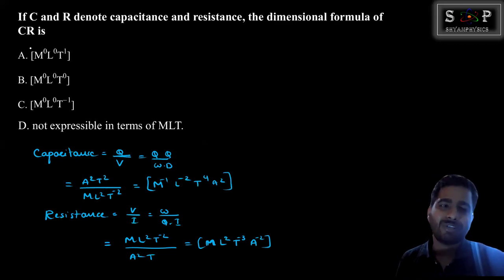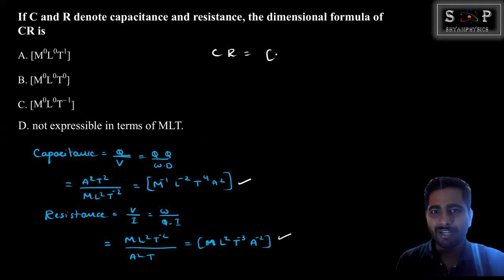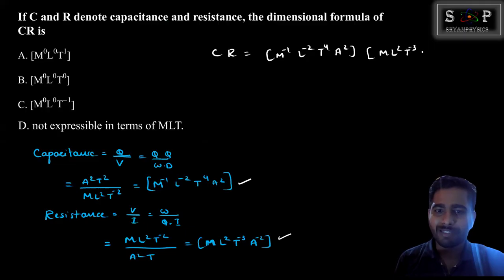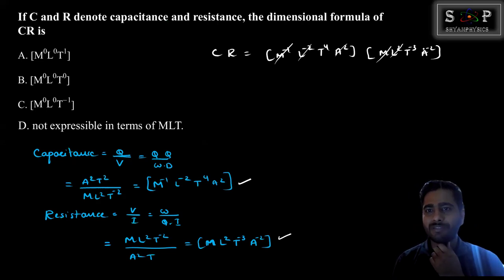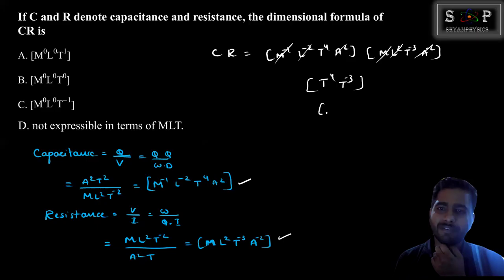Dimensional formula for C into R. Guys, actually I solved C also and also I solved R. Just multiply these two, C into R. C value is m to the power minus 1, L to the power minus 2, t to the power 4, ampere to the power 2. And R we need to multiply, m L to the power 2, t to the power minus 3, a to the power minus 2. So m cancels, length cancels, power becomes 0. Amperes will be cancelled. Here it is t to the power 4, t to the power minus 3. So finally you'll receive time.